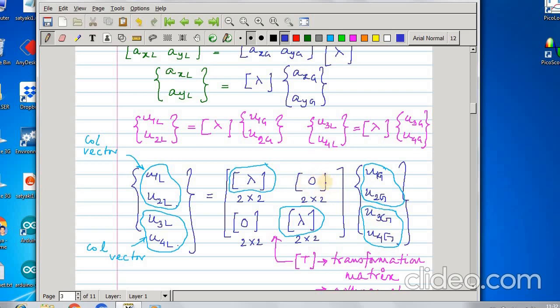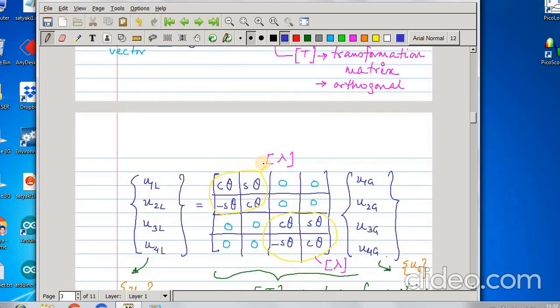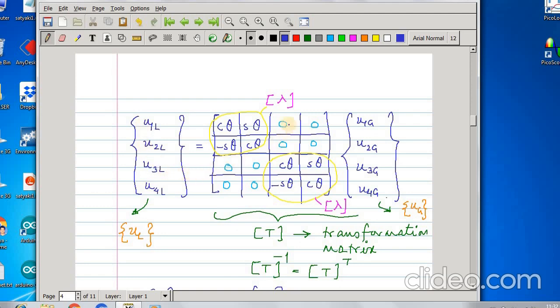So this is a 2 by 2 null matrix. Again u3L, u4L are in no way related to u1g, u2g because these are different vectors. So here a null matrix and here lambda. So this whole matrix we call the transformation matrix, and the transformation matrix is also an orthogonal matrix and its inverse is the transpose. So here is the relation which we are getting. So this is lambda, 0, 0, and let us call this the local u, and this we call the global u.